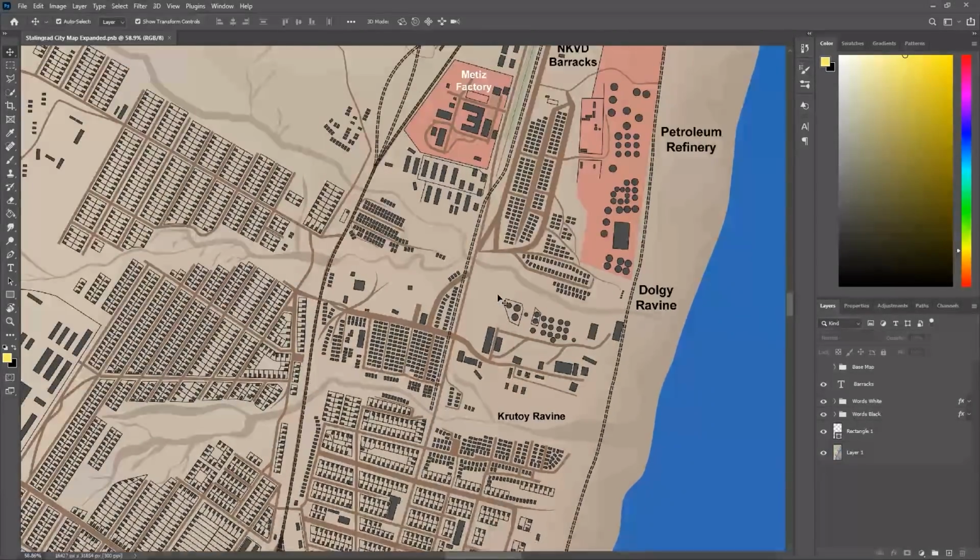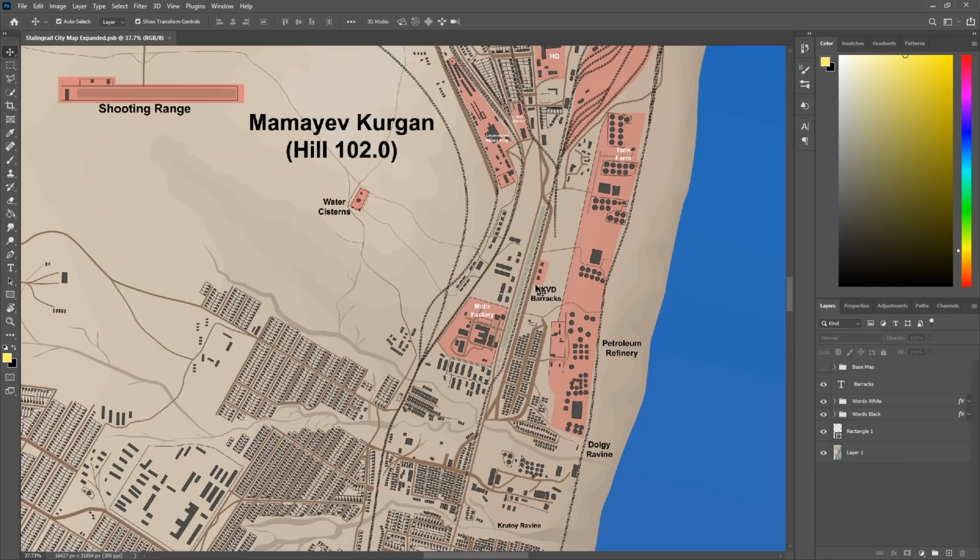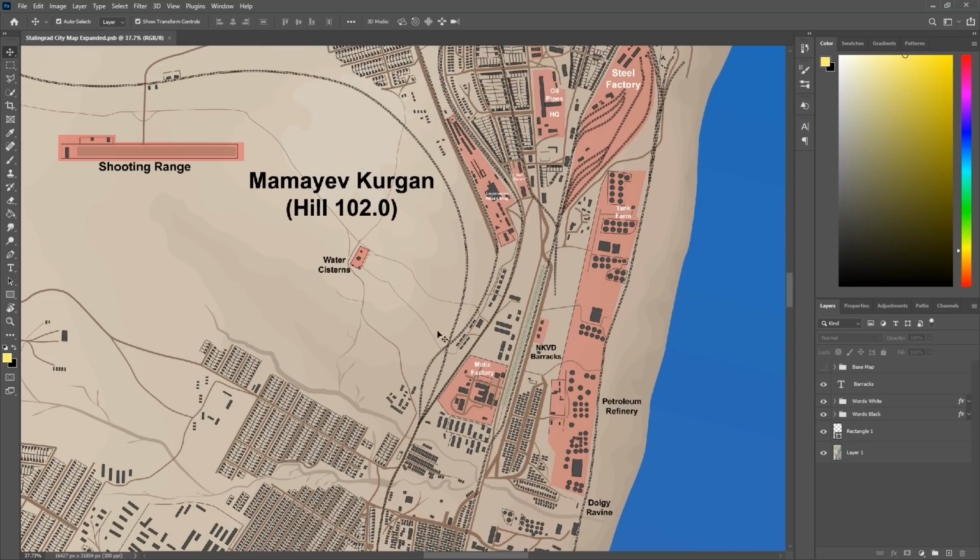And then we keep going up. Some of these are incorrect. That's not the NKVD barracks, or at least it isn't in reality. I think the Germans might have called it that, but it's on one of the maps that I've seen of the city. They showed it as the NKVD barracks, but apparently that's wrong.